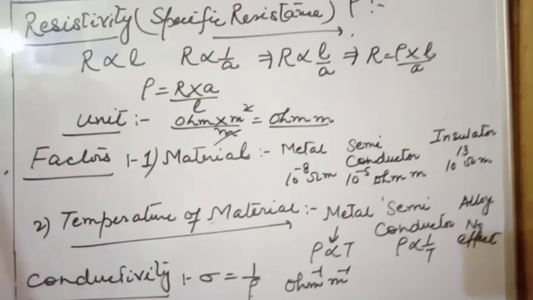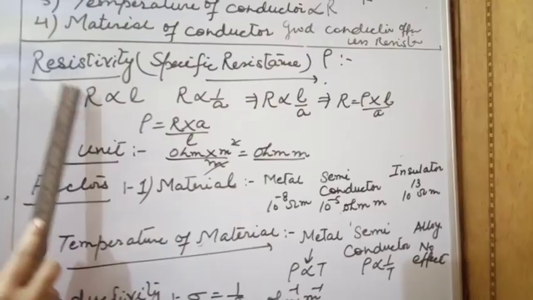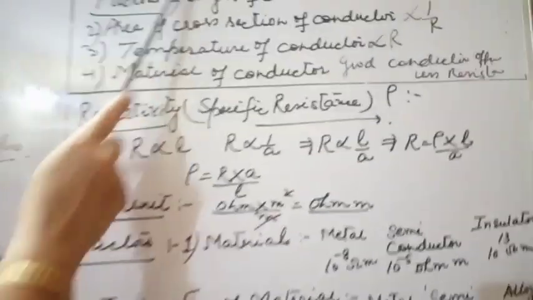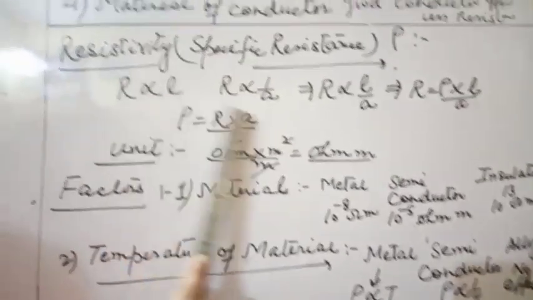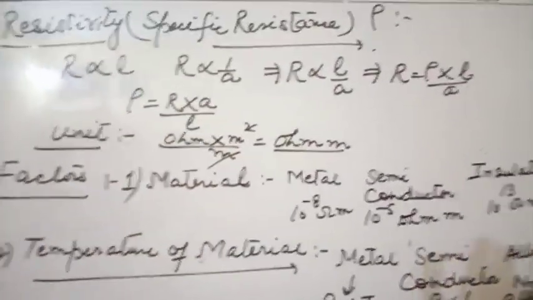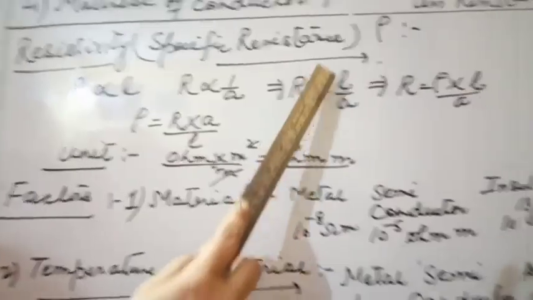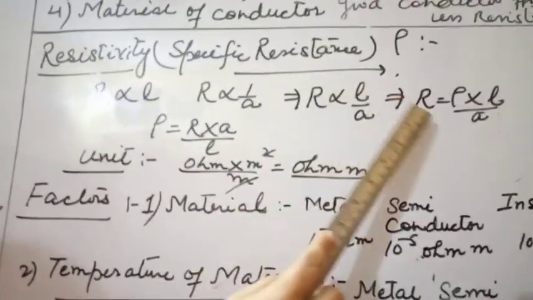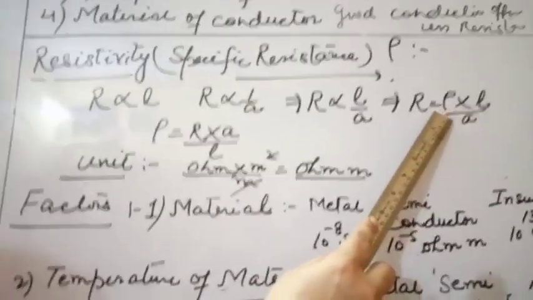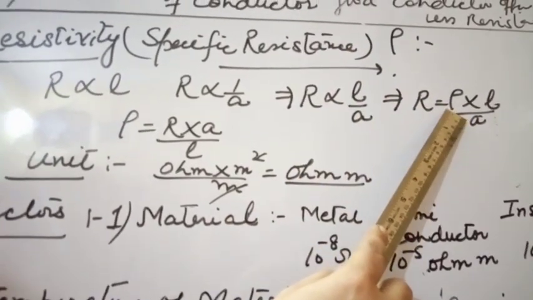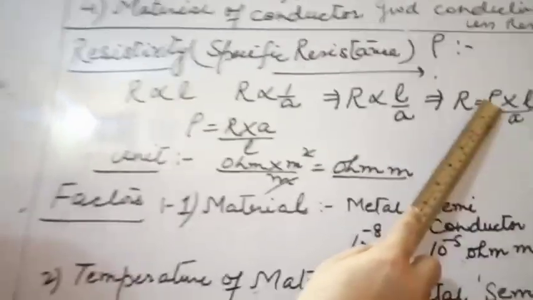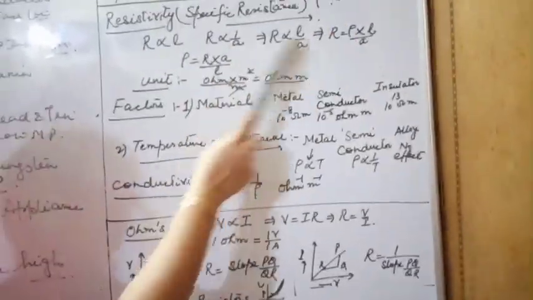Next topic is resistivity. To explain resistivity, I will take the two factors of resistance. First is the length, second is the area. Length is directly proportional, area is inversely proportional. I combine this: R is directly proportional to L upon A. Remove this proportionality sign, change it into an equal to sign. I will use here one constant. That constant is resistivity or specific resistance, rho. From this I will find the formula for rho. Rho is equal to R into A upon L.